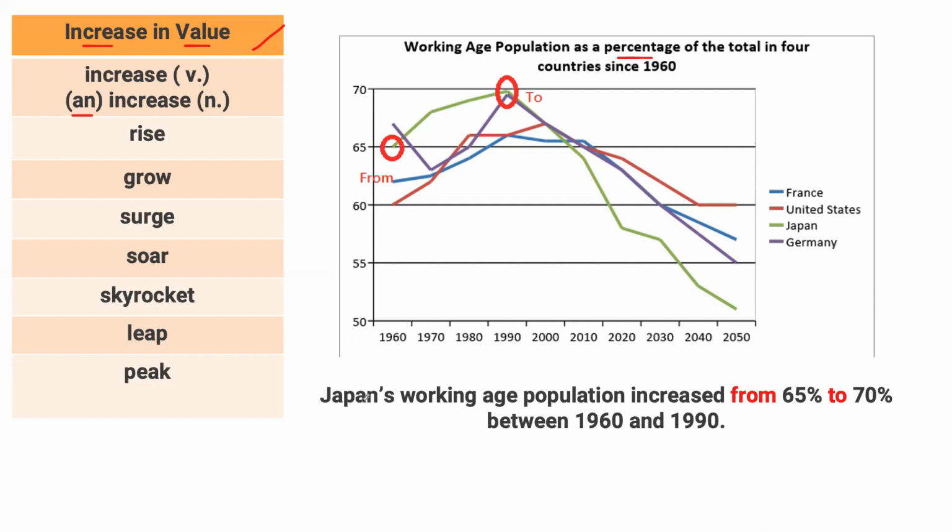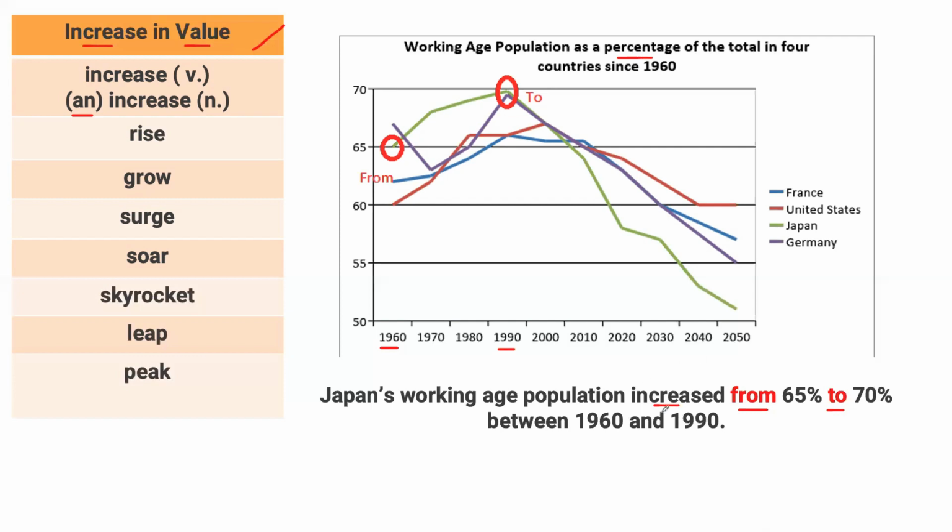First off, we see Japan's working age population increased. So we see increase as a verb, increased from 65% to 70% between 1960 and 1990. So this is very simple. We're using increase as a verb, and of course we have our lovely from and to. So we know the starting point is 65 and the end point is 70. So the prepositions from and to are perfect to describe this increase.